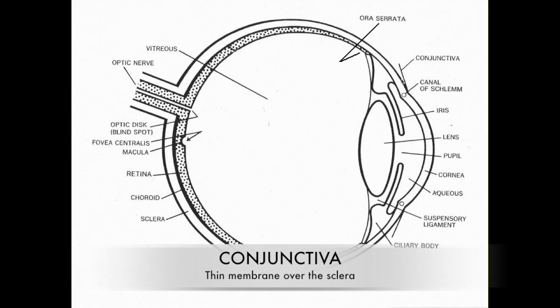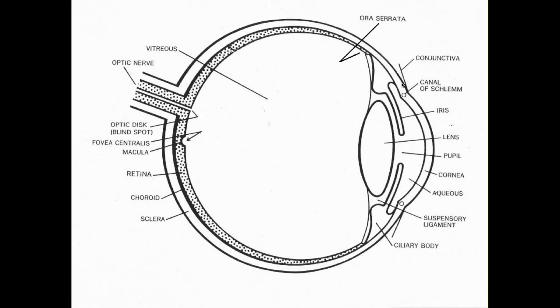The conjunctiva, located on the diagram here, is a layer of clear tissue that sits on top of the eye. It'll actually loop underneath the inside of the eyelid and form the back of the eyelid. The function of the conjunctiva is to protect the eye, and it sits right here on top of the sclera.